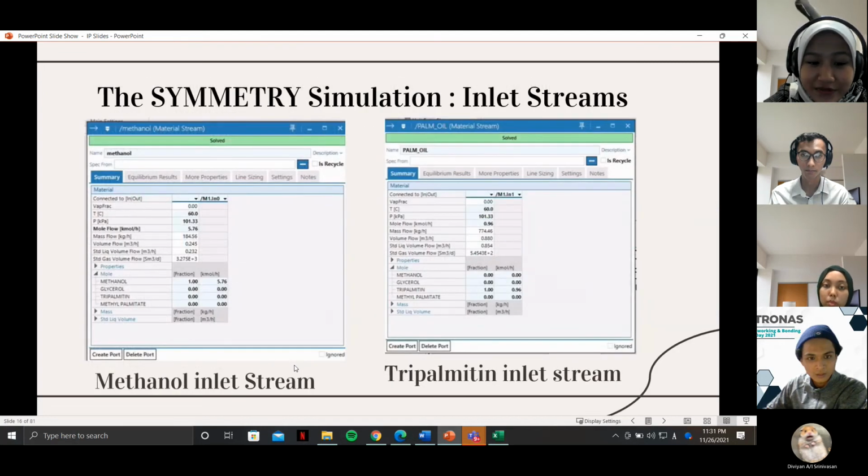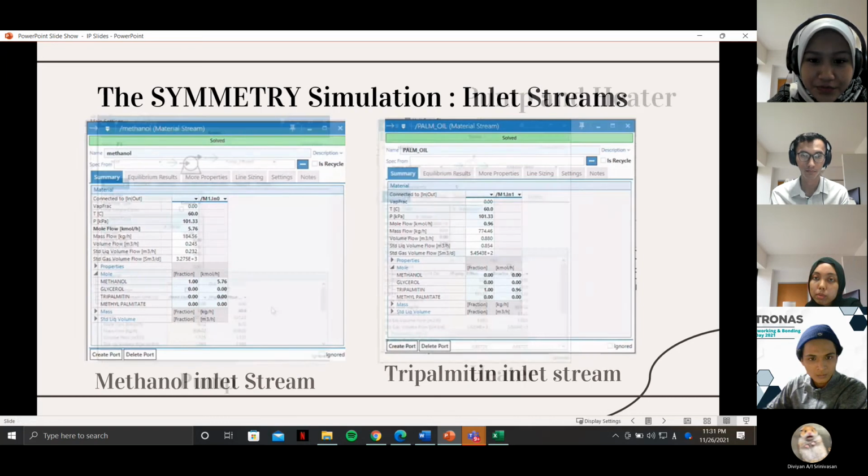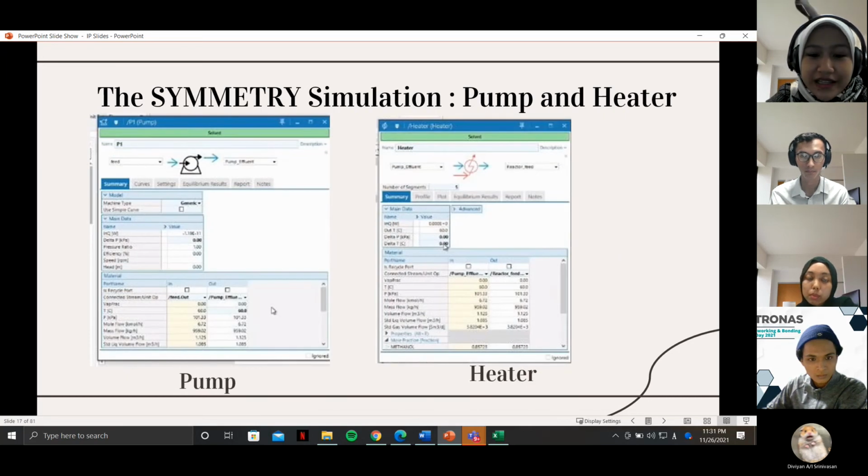This is the inlet streams for methanol and triplamethane inlet stream, in which the temperature and pressure are kept constant throughout this whole process because it is assumed to be isothermal and isobaric. Next slide. The pump and heater are added to the simulation in order for us to determine and manipulate the temperature and pressure throughout the whole simulation. Next slide.